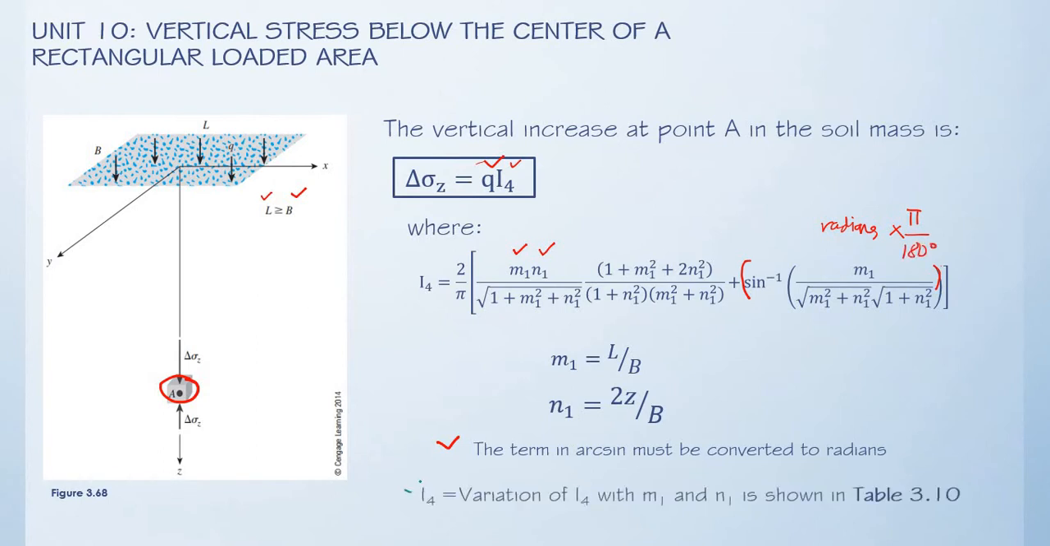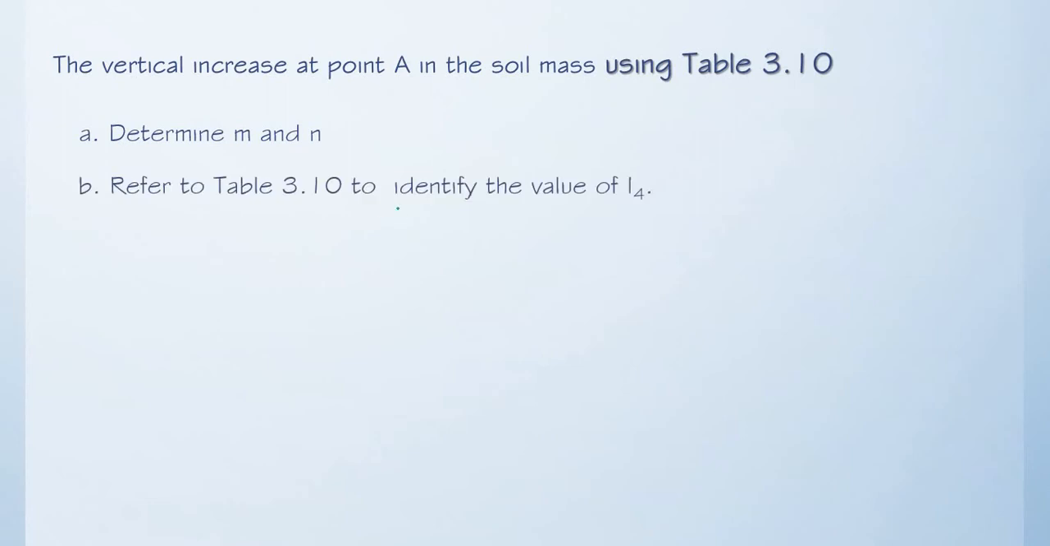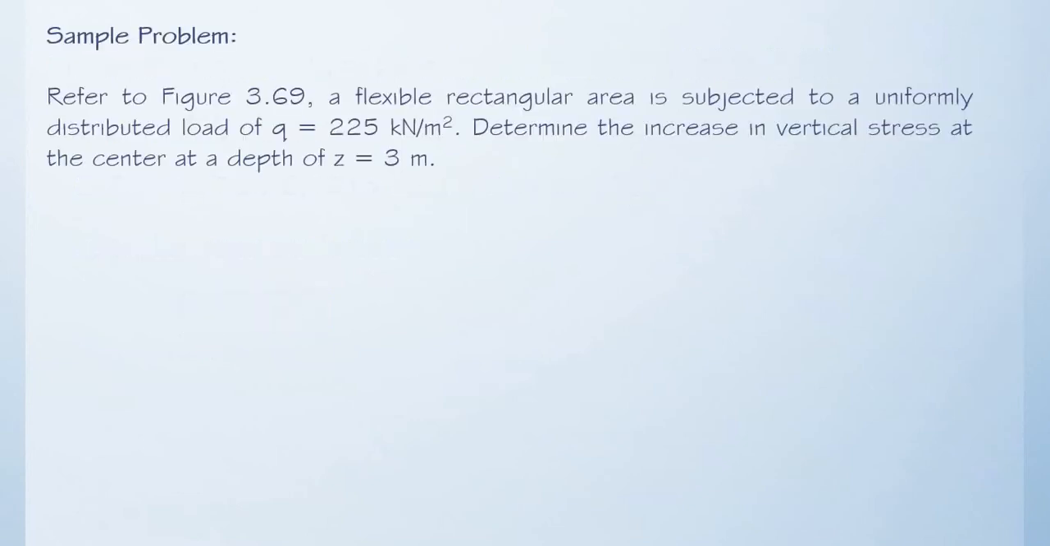Also, the value of I_s4 can be obtained using Table 3.10. We will follow the same procedure as in the previous lesson. First, we determine the values of m and n, then refer to Table 3.10 to identify the value of I_s4. After identifying I_s4, we simply substitute it into this equation. q is given, so we substitute the value of I_s4 to get the vertical stress increase at a point below the center of a rectangular load.